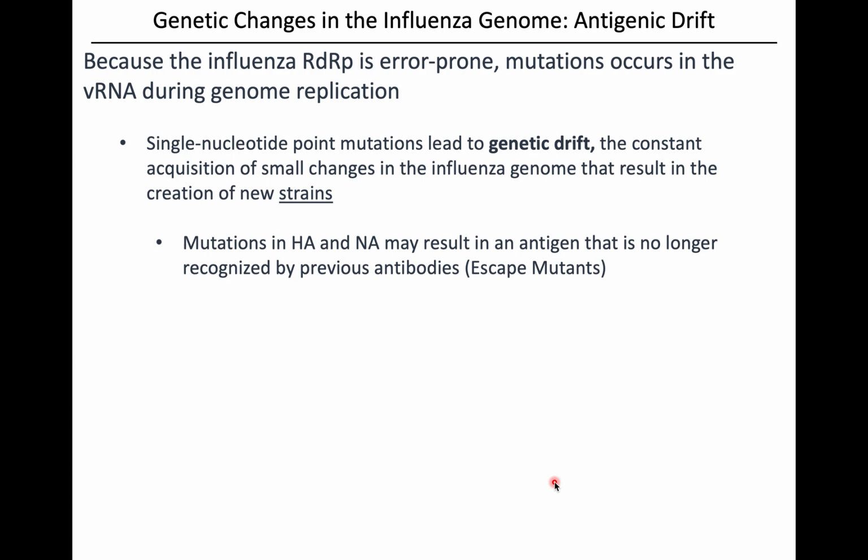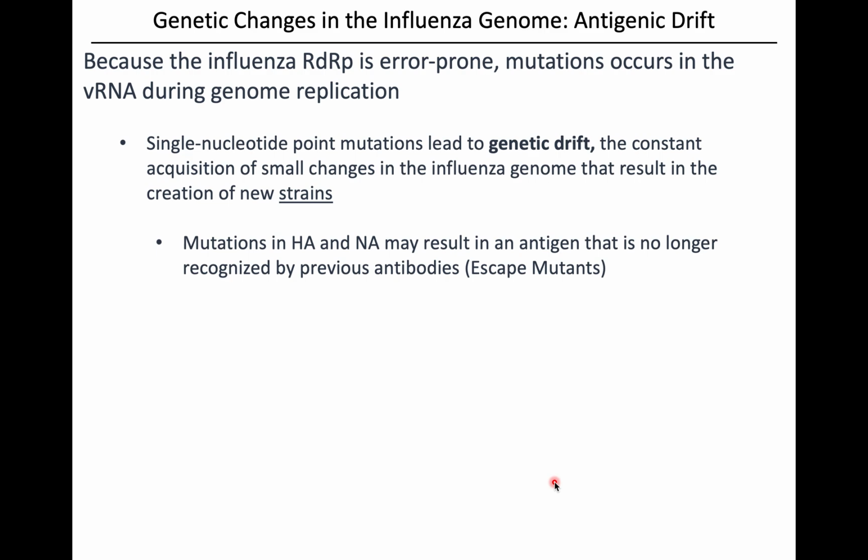All right, so we've already discussed in other chapters that RNA viruses are very prone to mutation because the RNA-dependent RNA polymerase that replicates the RNA genome does not have proofreading capability, and so you will accumulate mutations at a pretty rapid clip. So these point mutations that you would get during RNA replication will lead to what's called genetic drift. These are just small point mutations that can result in the creation of new influenza strains. And this is in contrast to new subtypes, which I'll talk about in a minute.